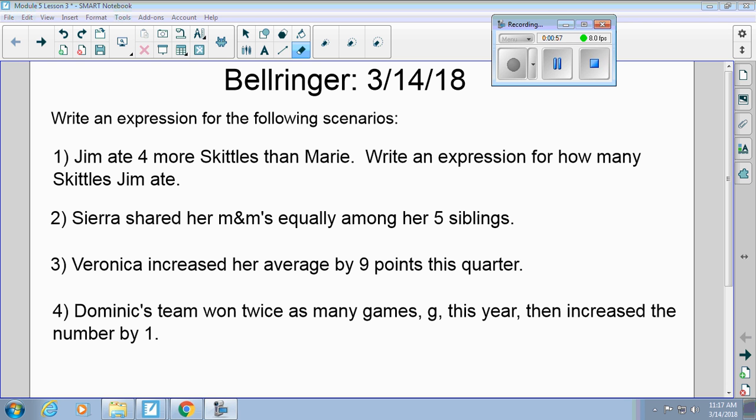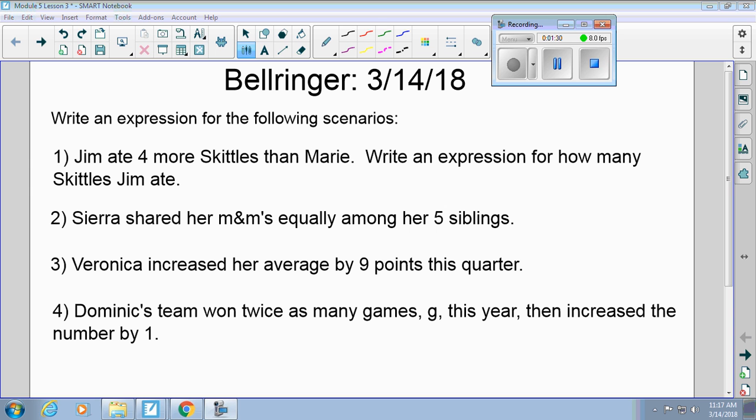So if Jim ate 4 more Skittles than Marie, write an expression for how many Skittles Jim ate. Who can help me out on that one? Cam, thank you. 4 greater than M? Okay, so Cam just said M is greater than 4. This is not looking for an inequality. All right, so when it's looking for an expression, it wants you to add, subtract, multiply, divide. Okay, so what would that be if you have that? M plus 4? Very good.